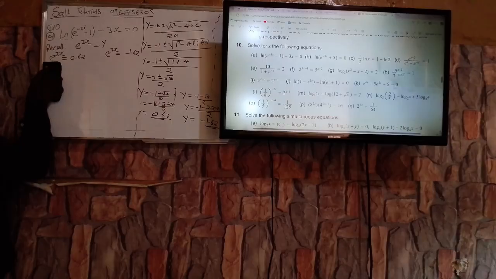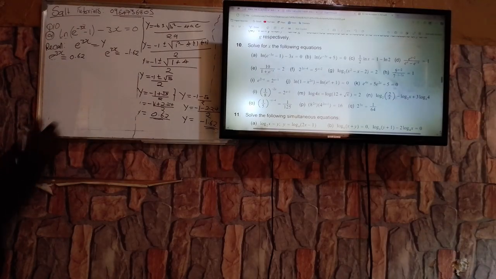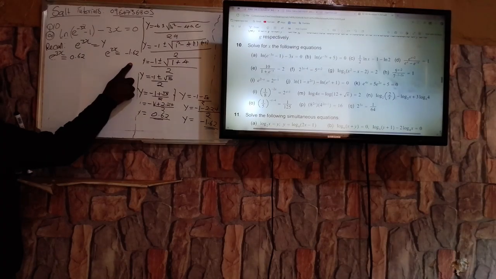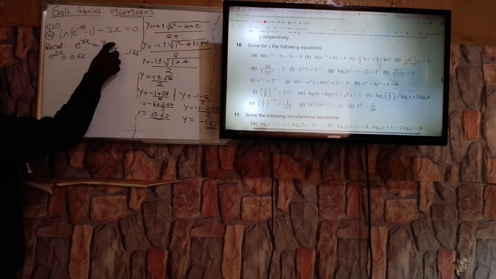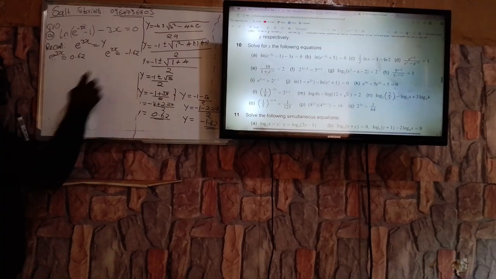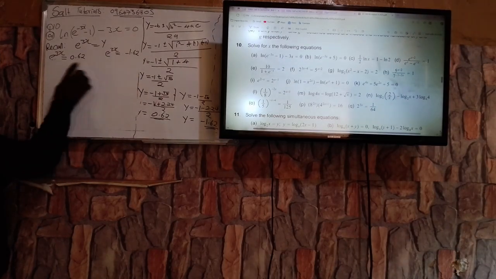What is going to happen here is that somehow this will be an invalid solution, to be undefined, because an exponential form in this form can never be a negative value. So this will somehow be undefined, and this will give us the correct solution.